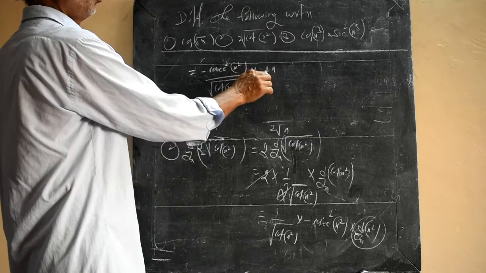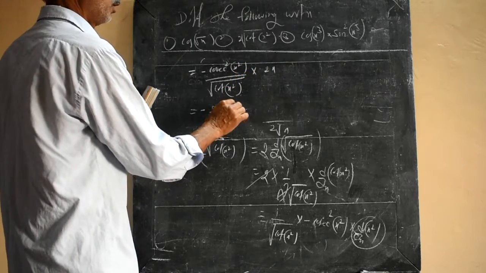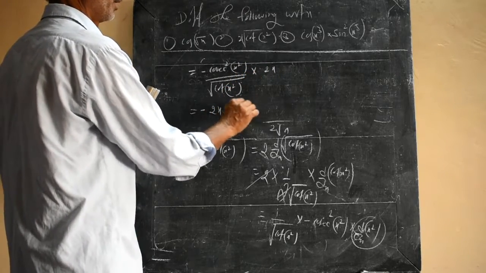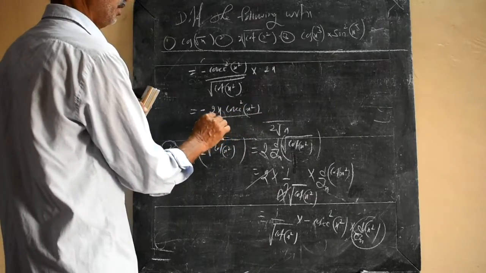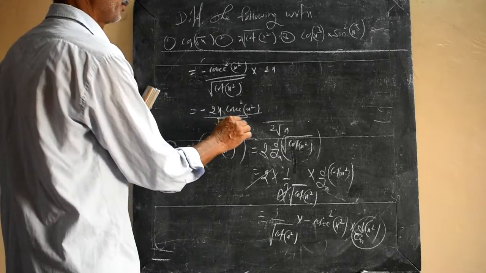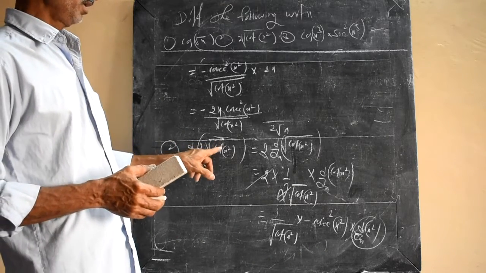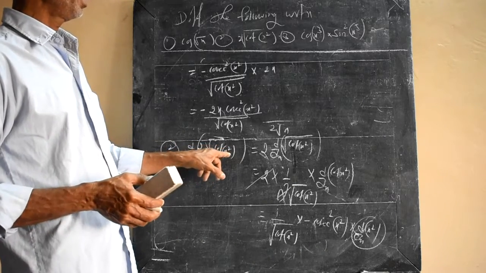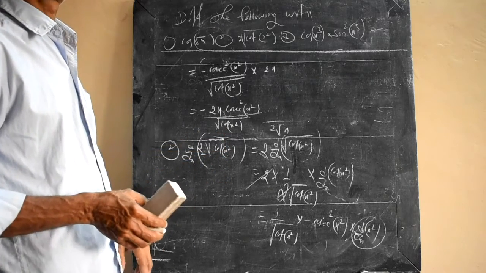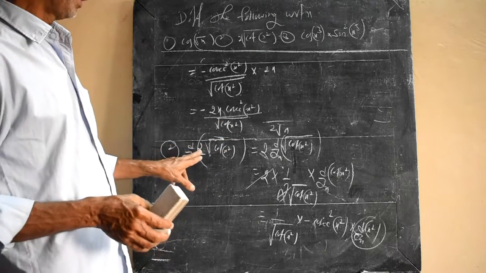Minus 2 this variable. Then cos x square all divided by the root of cot x square. It is a function of a function of function. First the root function is there, then cot function is there, and then x square polynomial function is there. Function of function of function. I will repeat once again.